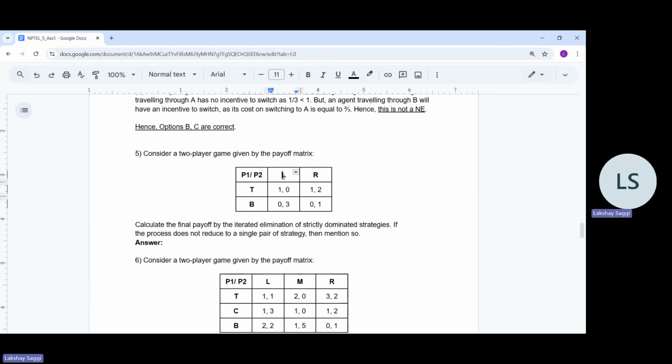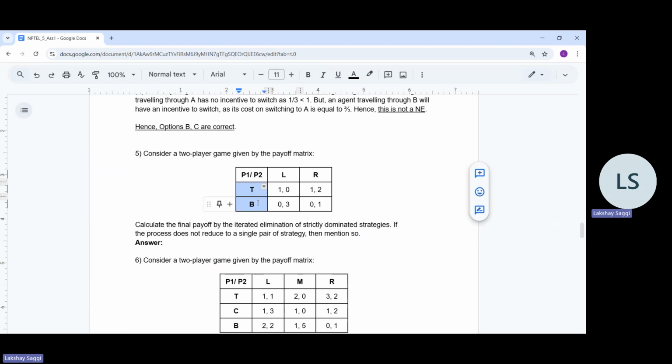So let's see if there is a strictly dominated strategy present in this payoff matrix or not. First, let's compare these two strategies, L and R, for the column player. If the row player plays T, then for the column player R is a better choice than L. But if the row player plays B, then L is a better choice than R, as 3 is greater than 1. So between R and L, we can't say that one is strictly dominating the other.